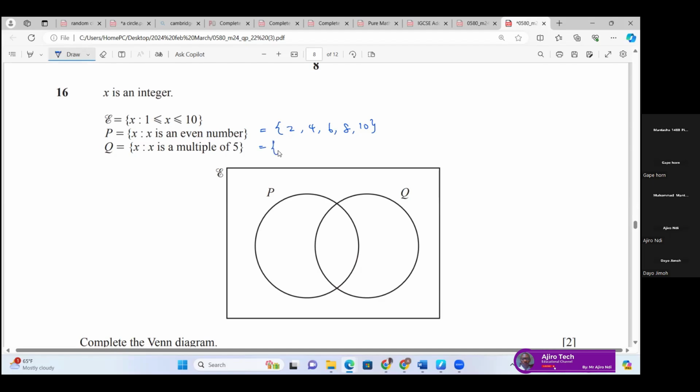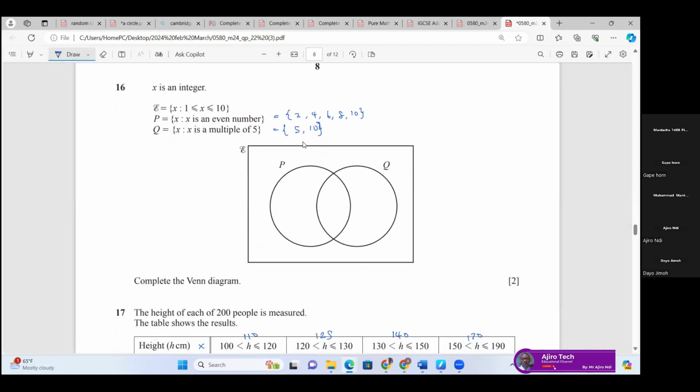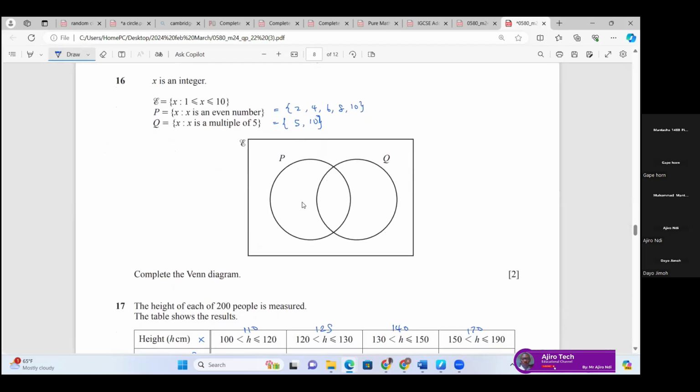Now, multiples of 5, I have 5 and 10 only. So let me just fill this Venn diagram. Now, what is common between P and Q? 10. So 10 appears here. So after filling what is common, then you can fill each of the subsets. Subset P contains 2, 4, 6, 8, 10. Subset Q is 5 and 10. I'll fill 10. I have 5.